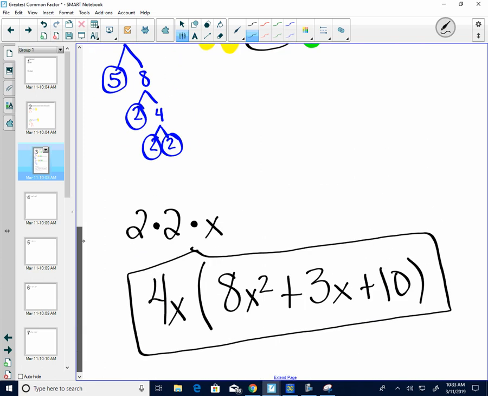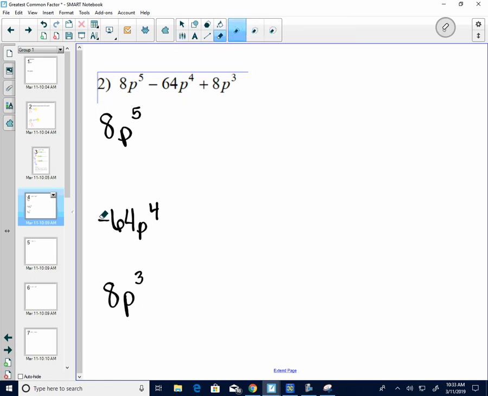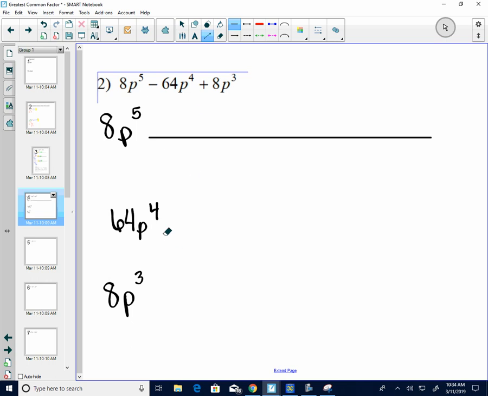Let's look at another example. So I've got 8p to the 5th power, negative 64p to the 4th power, and I've got an 8p cubed. And I'm actually going to go ahead and ignore that negative sign right now on that one. So let's start factoring these out.